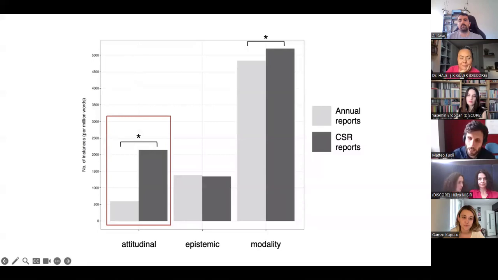Now, one of the key findings from the analysis was that attitudinal stance constructions were much more frequent in CSR reports than annual reports. So you can see here quite a big difference.